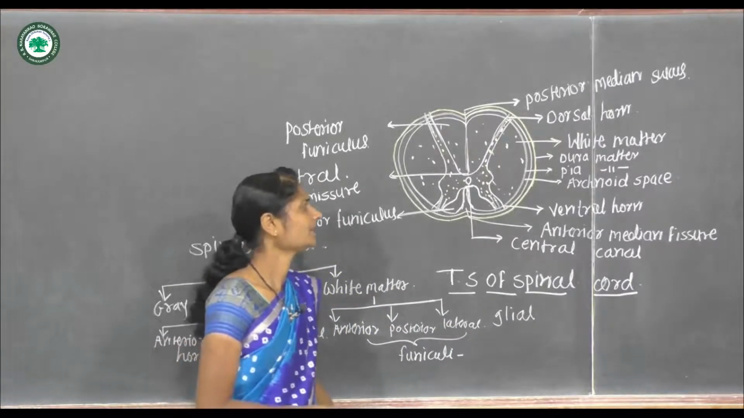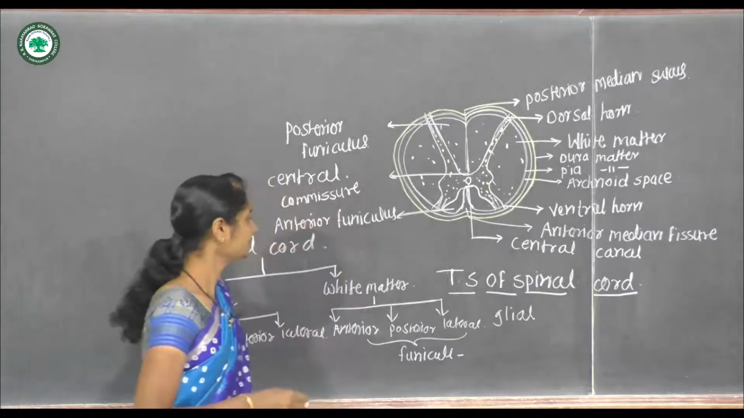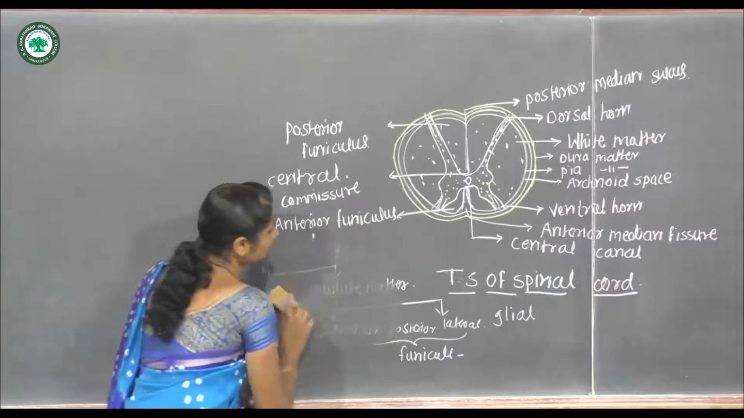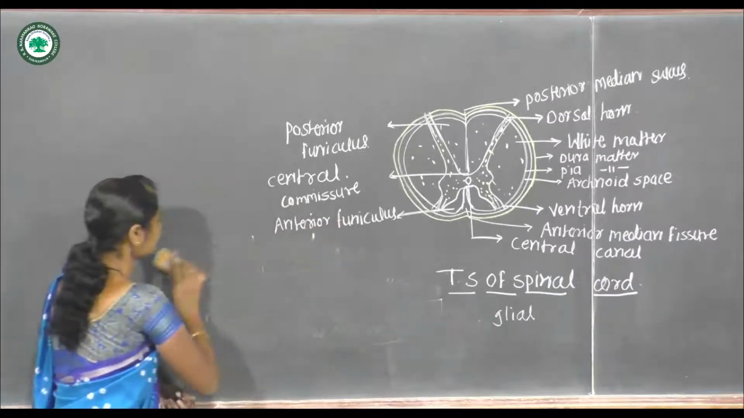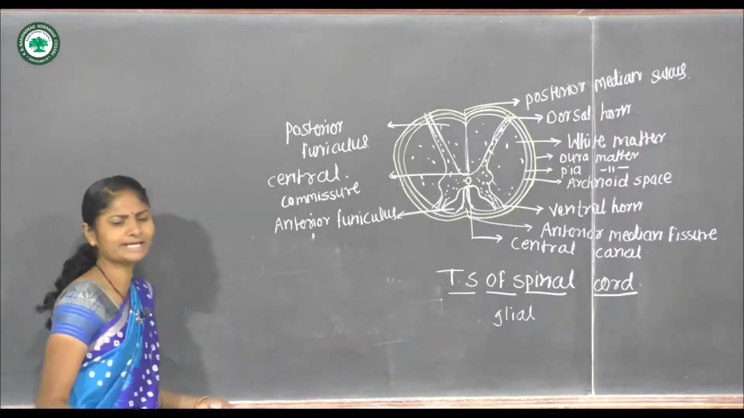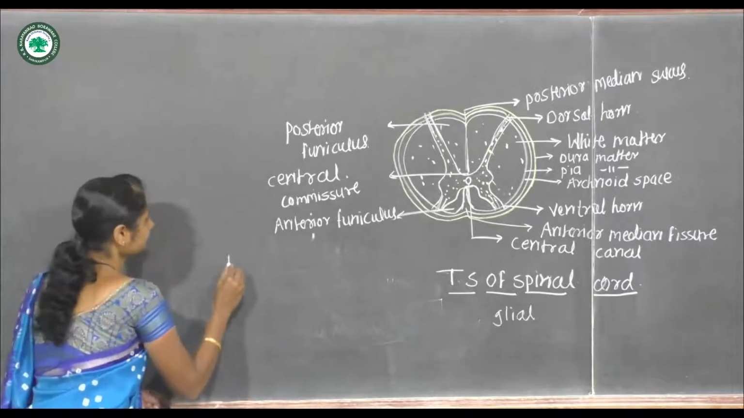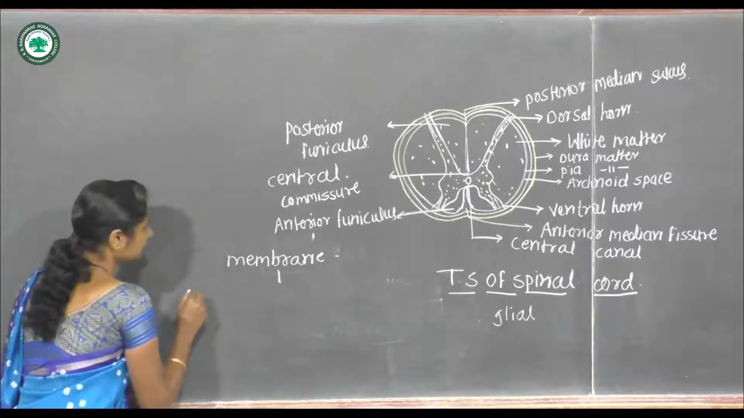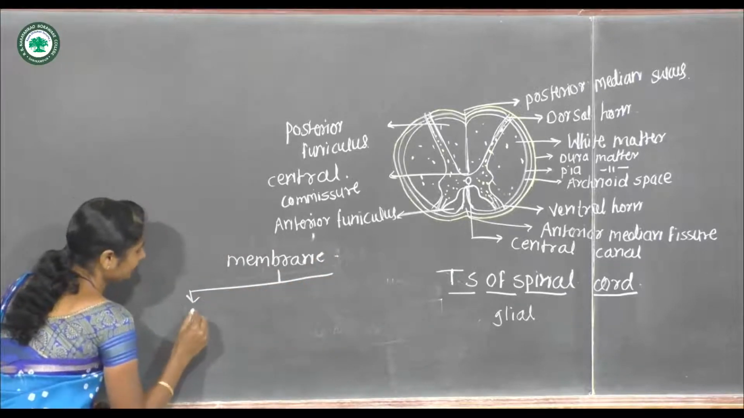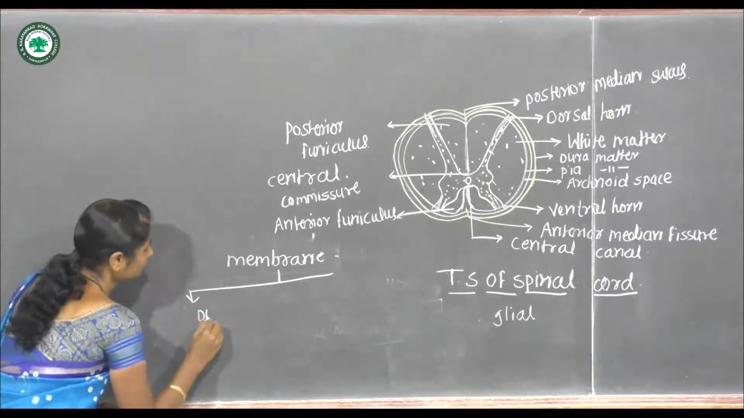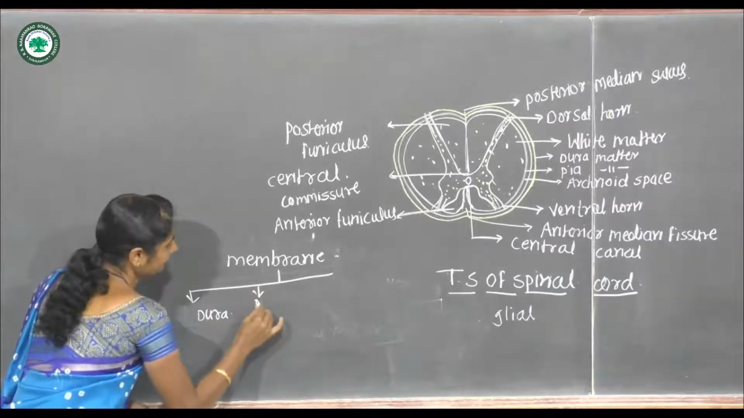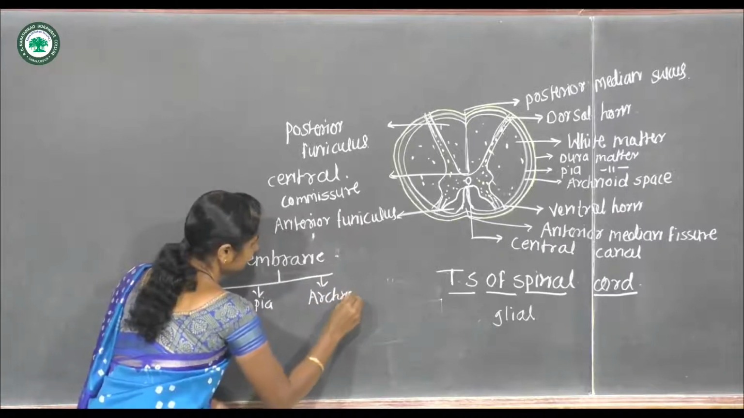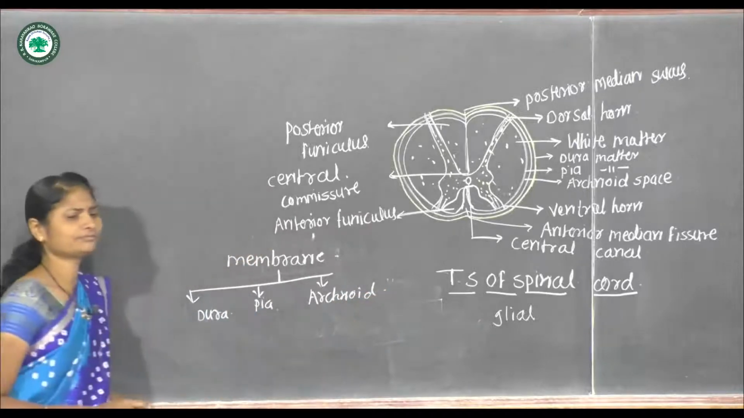Next point is that the spinal cord is surrounded by different membranes, and these membranes are protective in function. This membrane is called the meninges. The spinal cord is surrounded by three types of membranes. First membrane is dura mater, second membrane is pia mater, and third membrane is the arachnoid space. These all are protective in function.